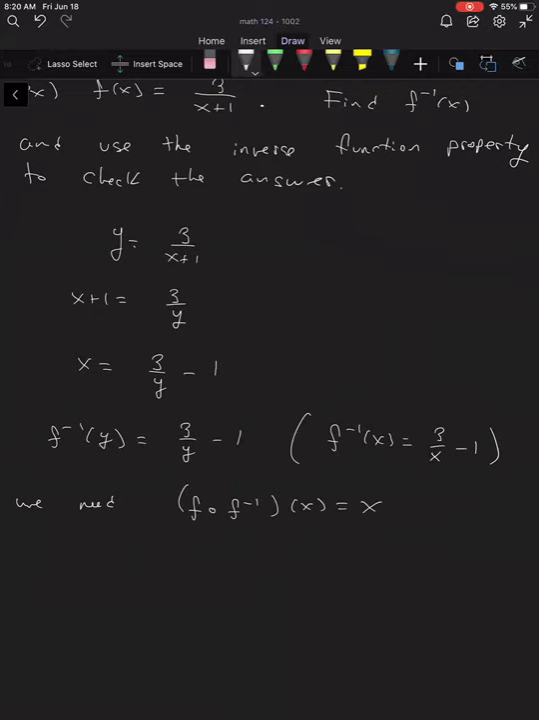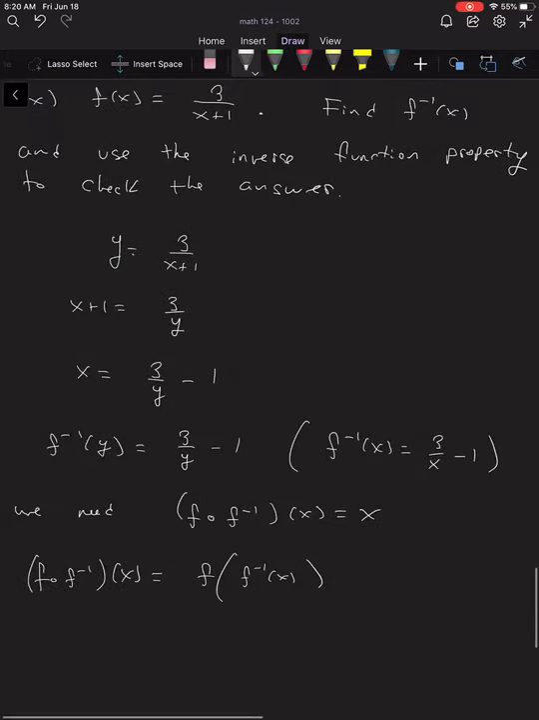What does this equal? Well, f composed with f inverse of x is equal to f, and we're plugging f inverse on the inside. F of x is 3 over x plus 1. So if we plug in f inverse of x, we get 3 over f inverse of x plus 1. Remember, f of x is at the top of the page up here. So whatever goes on the inside of the parentheses, we just plug it down here. Now on the inside of the parentheses is f inverse of x, so we're plugging f inverse of x in on the bottom.